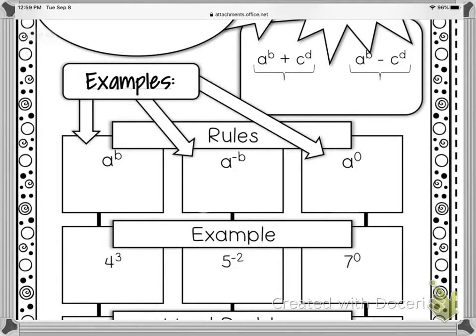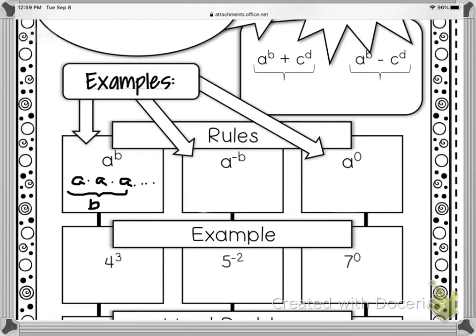So let's look at some examples. We're going to go through it again with our letters and then with numbers, which might be a little bit easier to follow. We'll start with our first rule. It's A to the power of B. So A is our base to the power of B, and that would mean that we're going to multiply A however many times B is telling us to. So A to the power of B means we're multiplying our base, or A, however many times our exponent B tells us to.